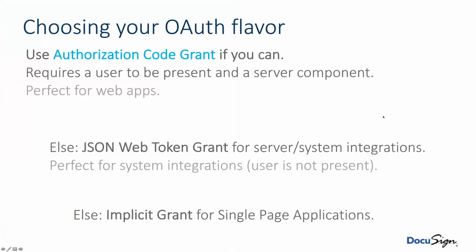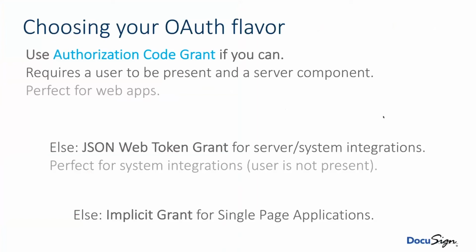Choosing your OAuth flavor, I recommend this sort of a flow to understand which you want to use. In particular, we recommend authorization code grant, that you should use it if you can. To use authorization code grant, the user, the human, needs to be present, and there needs to be a server component of your application. So this exactly describes web apps where the user is there using the browser, and then there's the server side of your application. If you can't use authorization code grant, then the next step is often JSON Web Token grant.